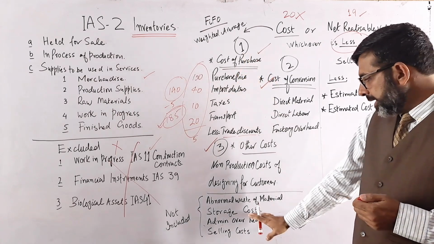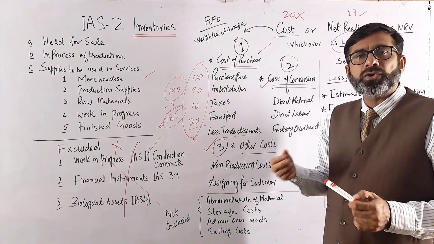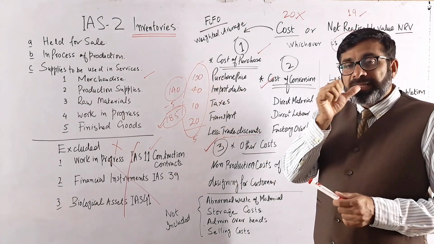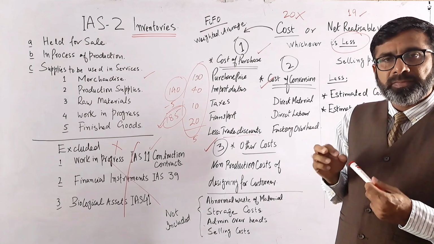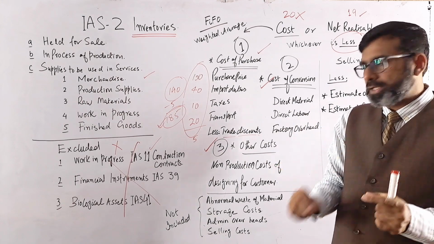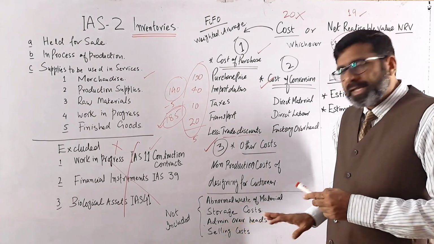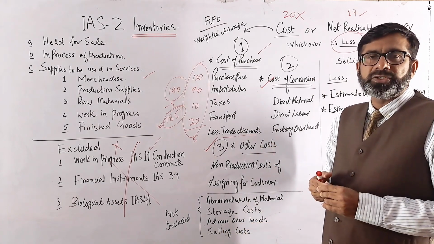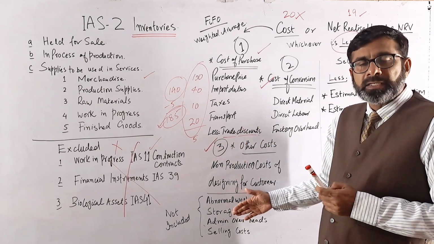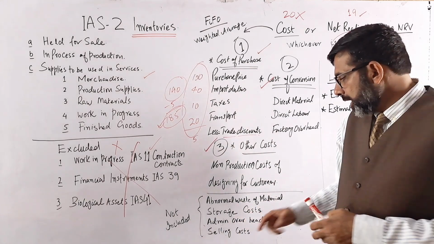Then any storage cost. Obviously when you are purchasing goods you have to store them somewhere, so any storage or carrying cost will not be included in the inventory. But sometimes some materials need a specific atmosphere or temperature, so that cost will be included and is not part of these exclusions. Then there are admin overheads, like an office for the administration or an accountant, the costs for managing these inventories, which will not be included. And the last one, the selling cost, meaning the marketing costs, again will not be included.